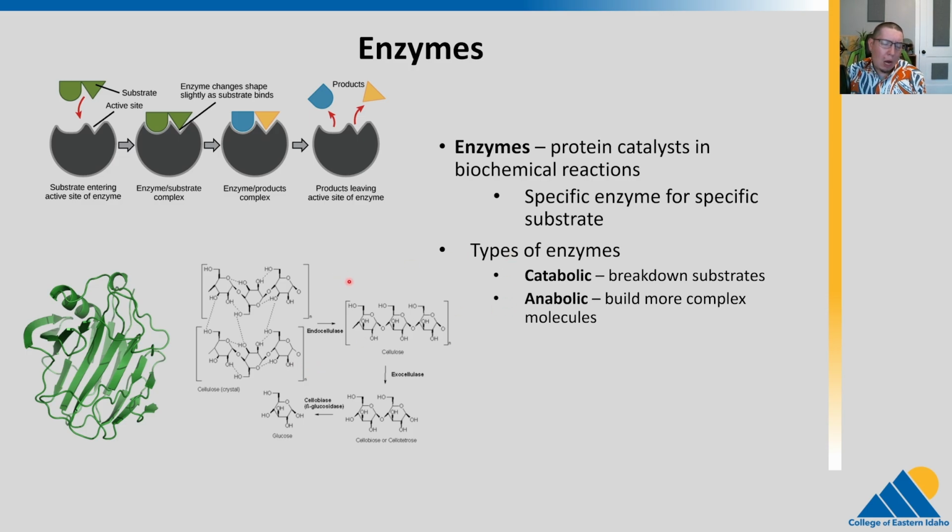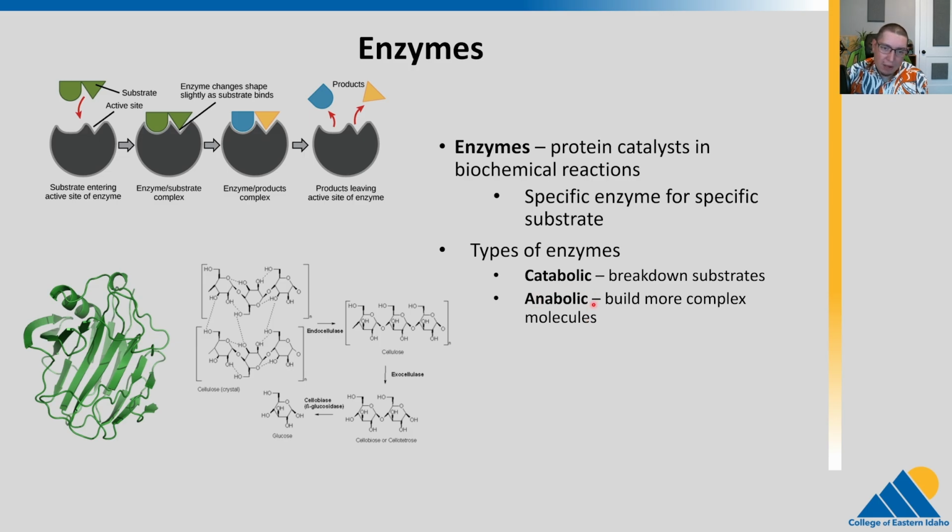There are 2 broad types of enzymes, and we're going to think about this in terms of, do they put things together or do they break things apart? If enzymes are catabolic, that means they break something apart. Here's an example of a catabolic enzyme. We take our substrate, it comes in, it gets broken apart. That's catabolism, the breakdown of substrates.